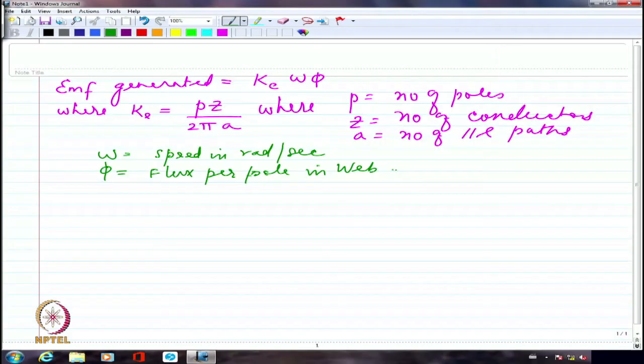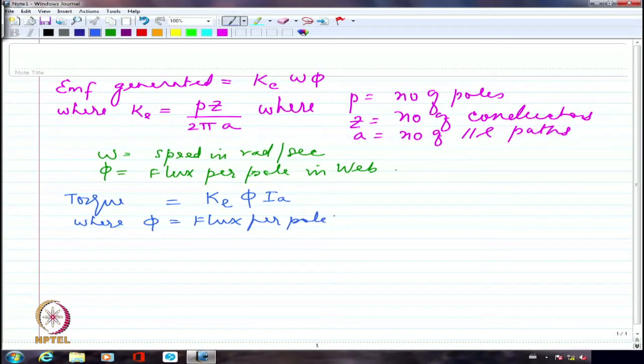We also said the torque equation. The electromagnetic torque is equal to the same KE, the back EMF constant, which holds good in this case also, multiplied by phi and IA. Again, phi is the flux per pole and IA is the armature current. This is what we wrote as the EMF equation and the torque equation.